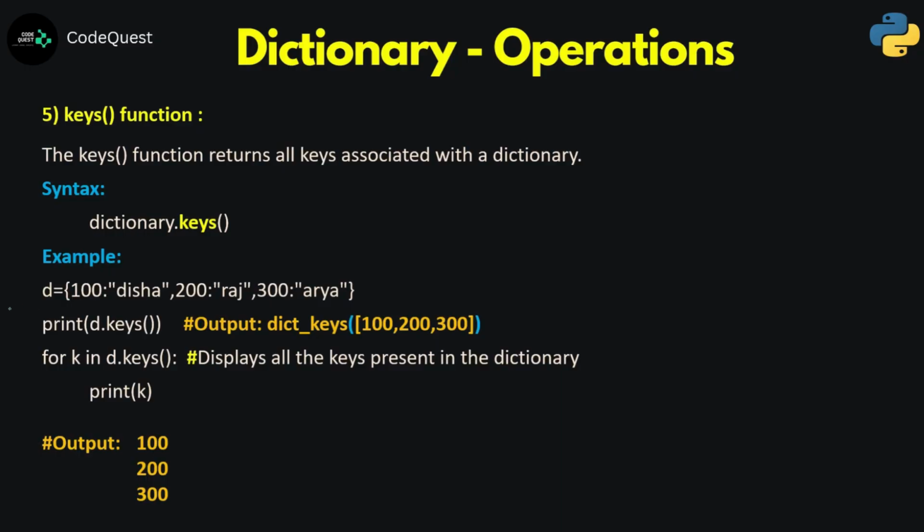So if this is a dictionary here, and when I'm calling d.keys(), the output is going to be like dict_keys, and you can see this entire set of keys in the form of a list that we are going to get. Now, if you want to print all of them individually, we can take the help of a for loop here. So for k in d.keys(), because d.keys() is going to produce this list of keys, hence one by one I can print. As a result, I can get this 100, 200 and 300.